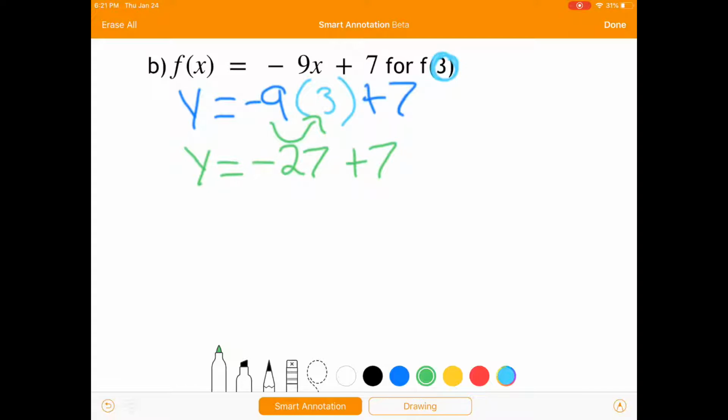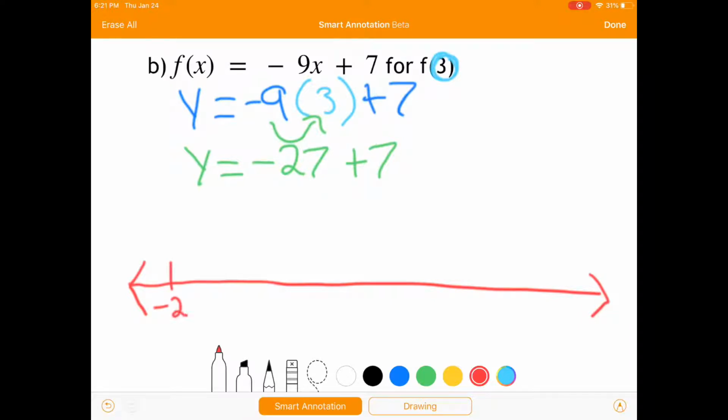I know that this is going to be a long number line, but I'm going to draw it just in case you need it. Fast forward if you don't need this number line. So I've got negative 27, negative 26, negative 25, negative 24, negative 23, negative 22.